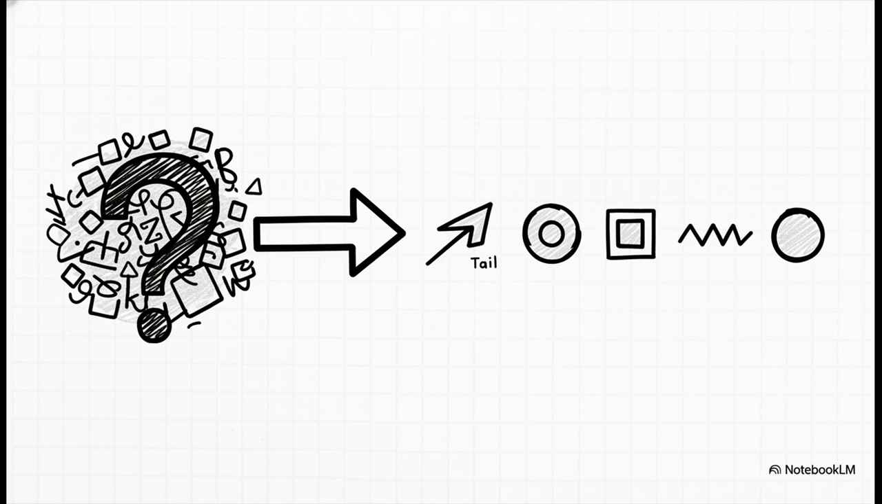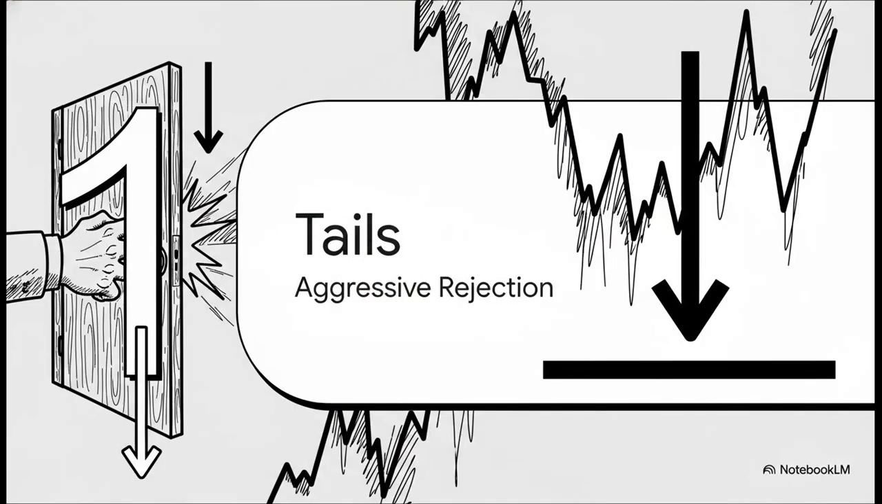Okay, our first word is the tail, and I want you to think of it as the market literally slamming a door shut on a price it absolutely hates. It's powerful, it's aggressive, and it's a totally unmistakable sign of rejection.